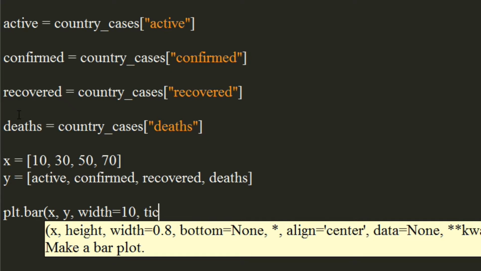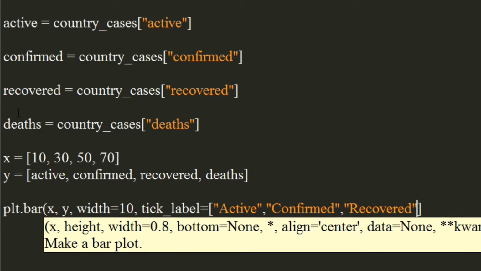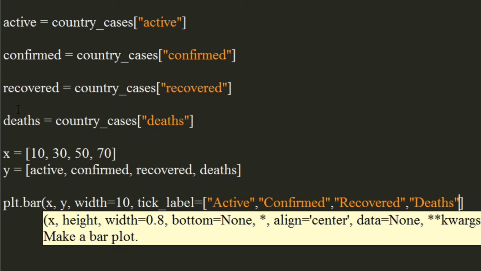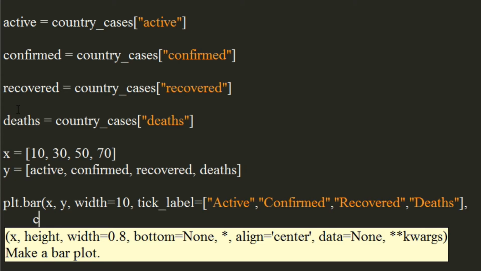We will use tick_label to display a label below each bar. It helps to identify what that bar stands for. It will be shown in the order they are declared inside the list. Same goes for the color.